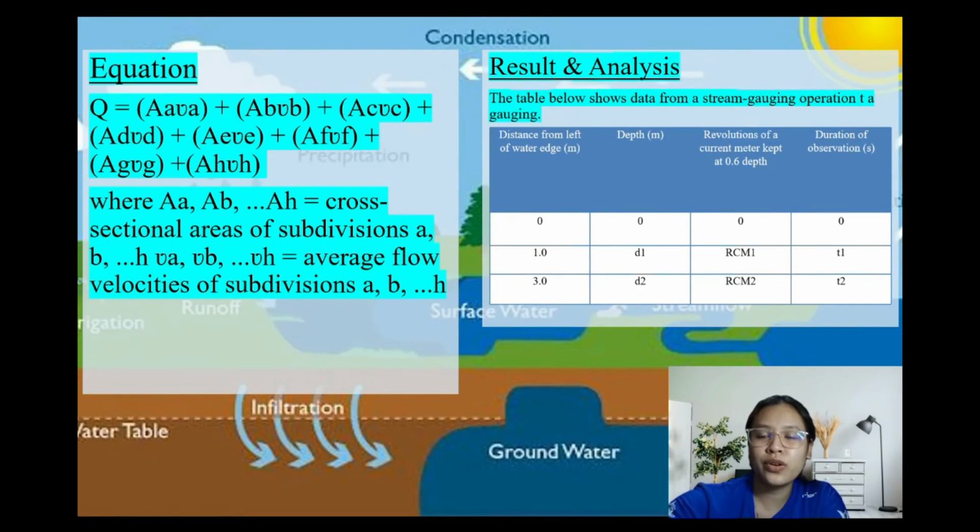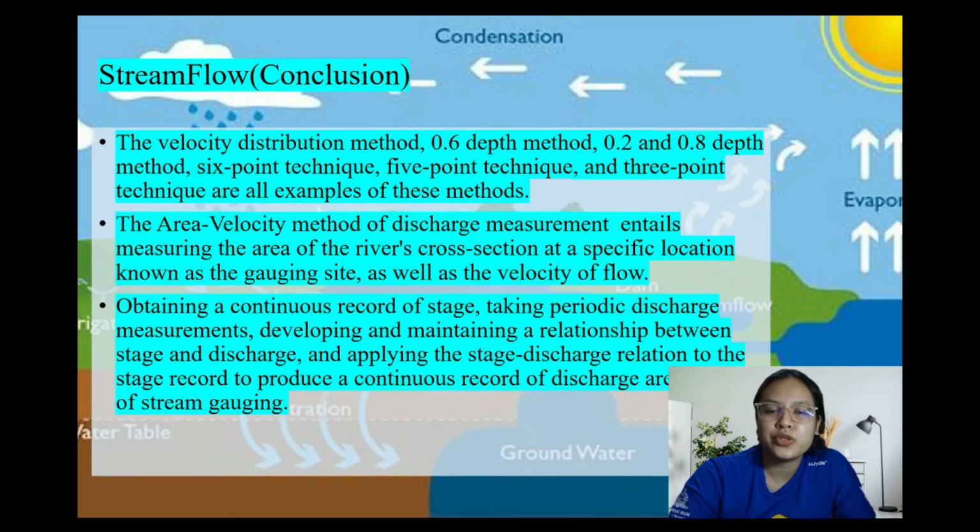The equation for stream flow measurement is Q, discharge, equals A, area, multiplied by V, velocity, where A is the cross-sectional area of a subdivision and V is the average flow velocity of that subdivision. For the results and analysis, the table below shows data from a stream gauging operation. For the stream flow conclusion, the approaches for determining vertical mean velocity have an impact on velocity observation.